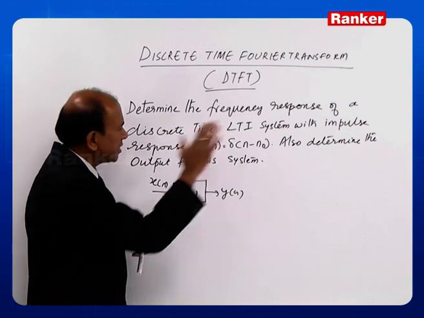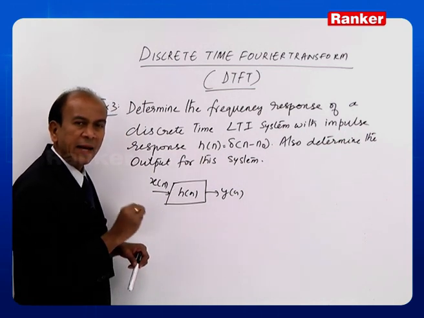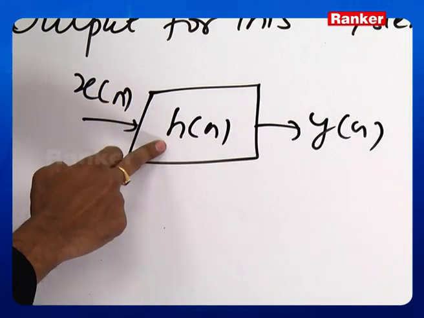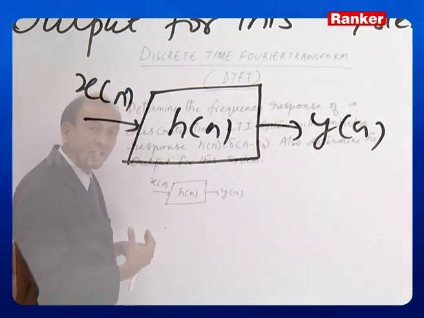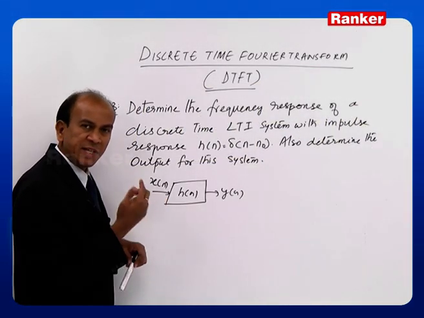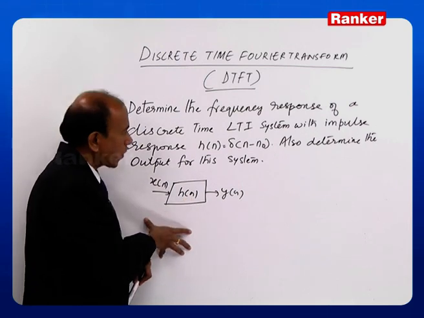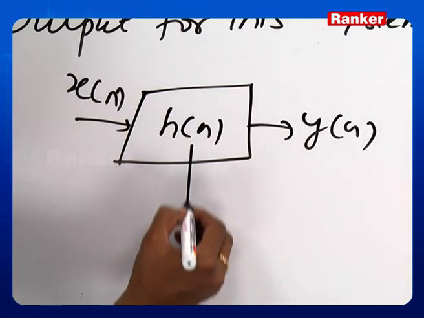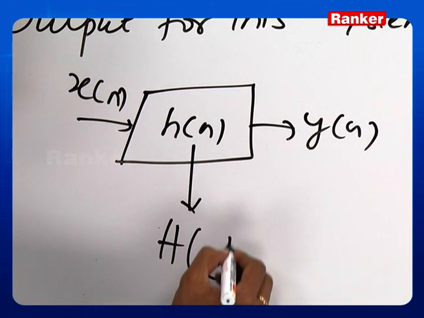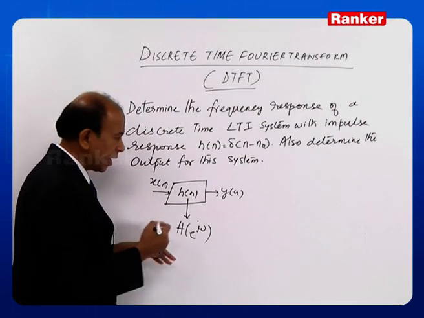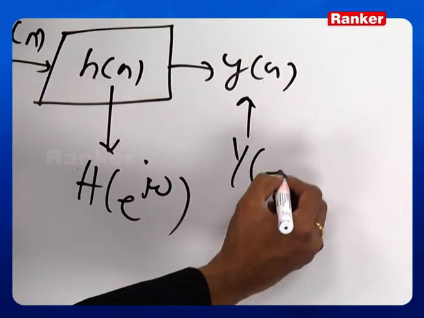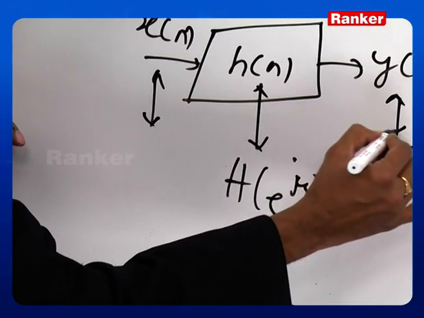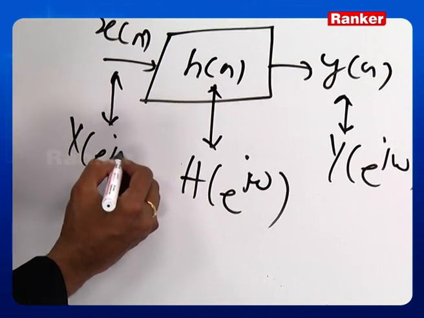So, the frequency response of a discrete time LTI system will be the discrete time Fourier transform of h of n. So, once I find H of e to the power of j omega, which is the discrete time Fourier transform of h of n, I will get the frequency response of the system. Let us say h of n has a discrete time Fourier transform H of e to the power of j omega, the output has Y of e to the power of j omega, and the input has a discrete time Fourier transform X of e to the power of j omega.